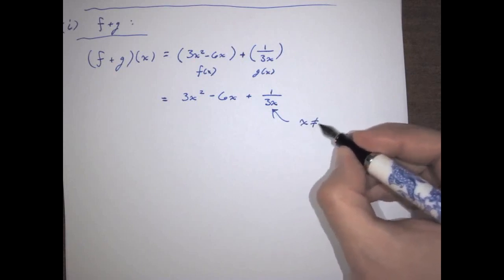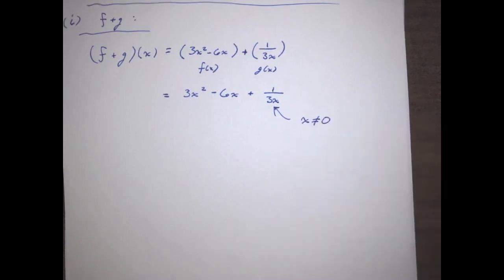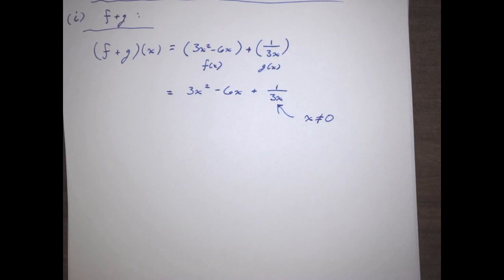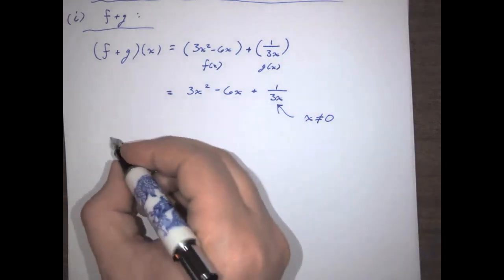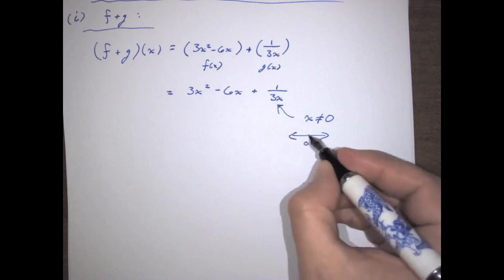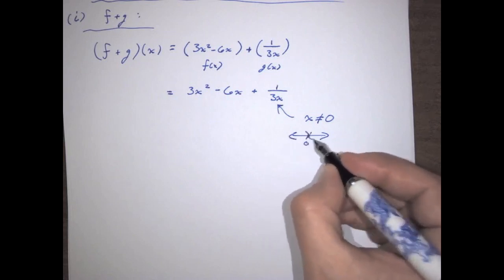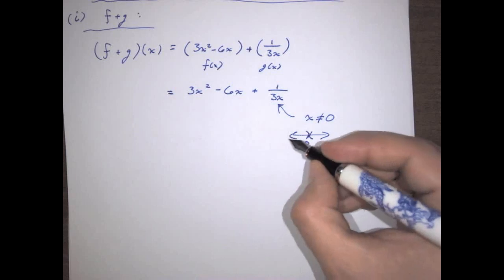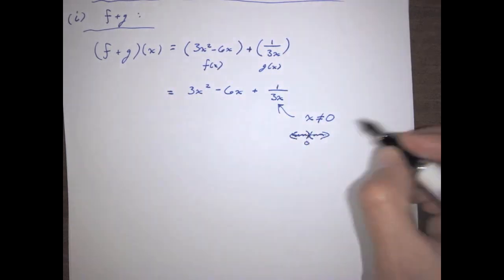Namely, x can't equal 0 here. If x equals 0, then we're going to have 3x equals 0, which means 0 is in the denominator. So that's going to be our domain issue. We can have everything before 0, we can have everything after 0, but we can't have 0.